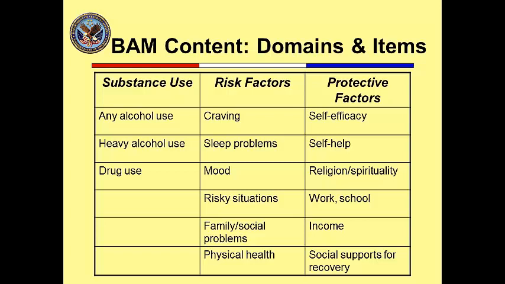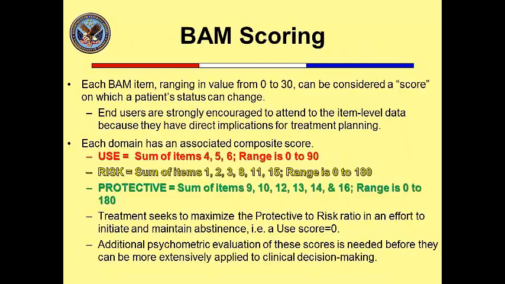In terms of the protective factors, again, 6 items comprise the protective factor domain. They include the confidence to be abstinent over the next 30 days. That's one of the only prospective items in the BAM. The rest are retrospective, examining the past 30 days. But the self-efficacy item asks the respondent about their confidence to be abstinent from substances over the next 30 days. Their involvement in self-help, the degree to which their religious or spiritual beliefs contribute to their recovery. Their involvement in gainful activities, whether or not they have sufficient legal income to support basic necessities in life, and the extent to which they are receiving social support for their recovery from friends and family.